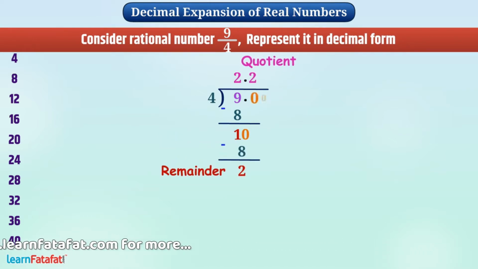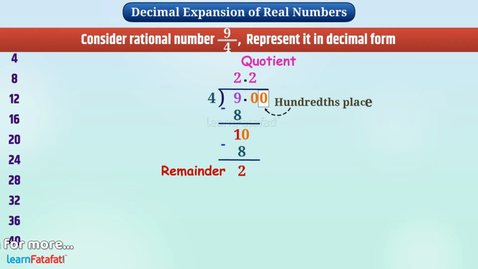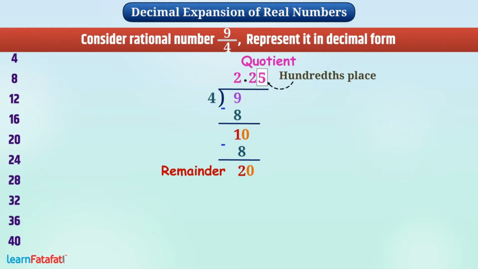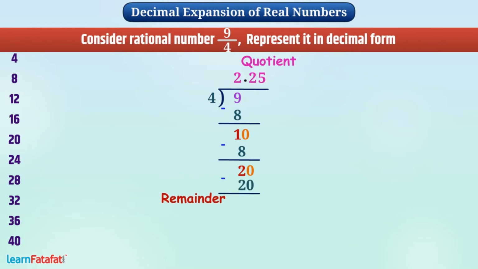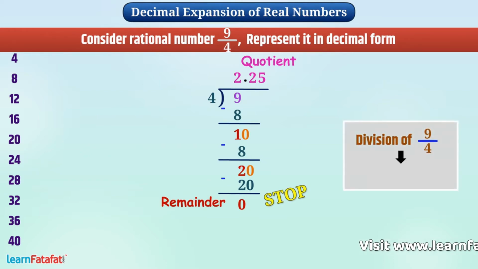Again, we write a 0 at hundredths place after decimal point in the dividend. Bring down the 0 to the remainder. The remainder becomes 20. Divide 20 by 4. Quotient is 5. So, we write it at hundredths place in quotient. Now, we get remainder 0. So, we will stop here. So, the division of 9 by 4 is represented as 2.25.